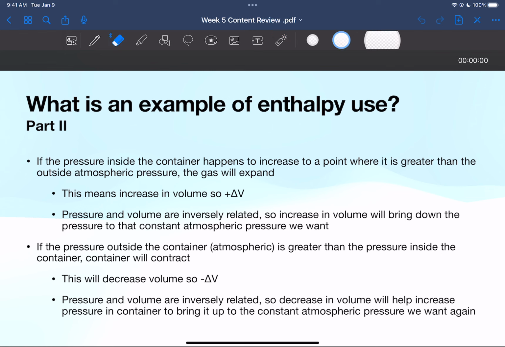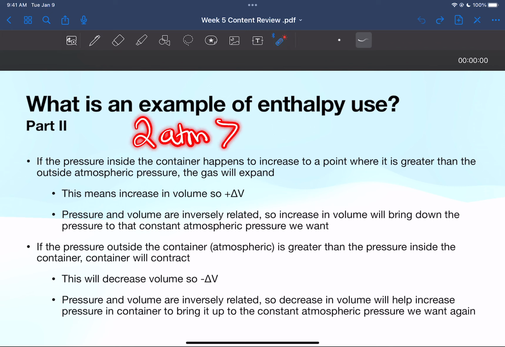So let's say that the pressure on the inside became 2 atmospheres. Let me actually write this down: 2 atmospheres versus 1 atmosphere of atmospheric pressure. What do we need to do to get it back down to that atmospheric pressure? Should the pressure on the inside increase, or should it decrease to bring it to atmospheric if we had 2 atmospheres on the inside? I'm asking, by the way.